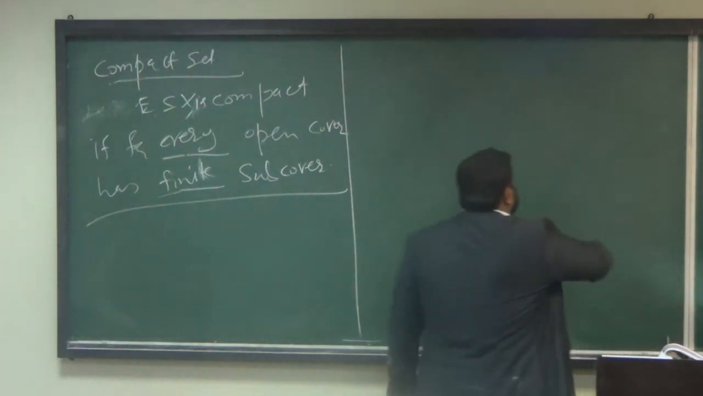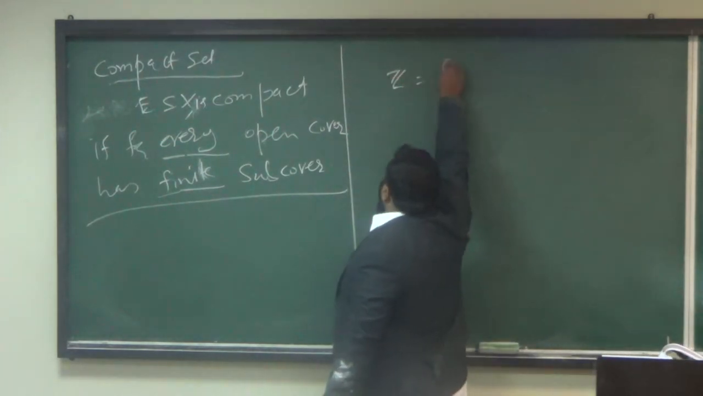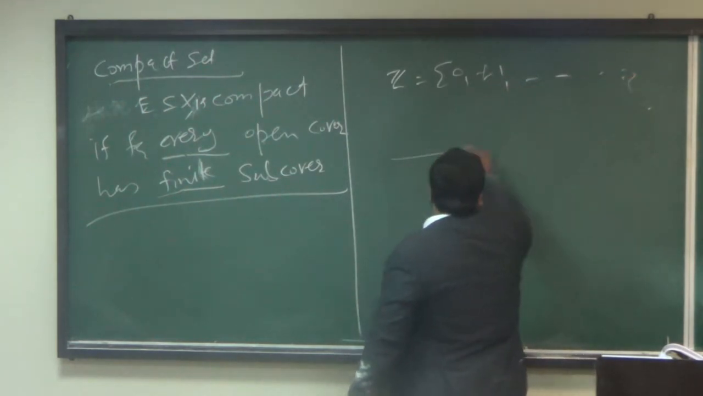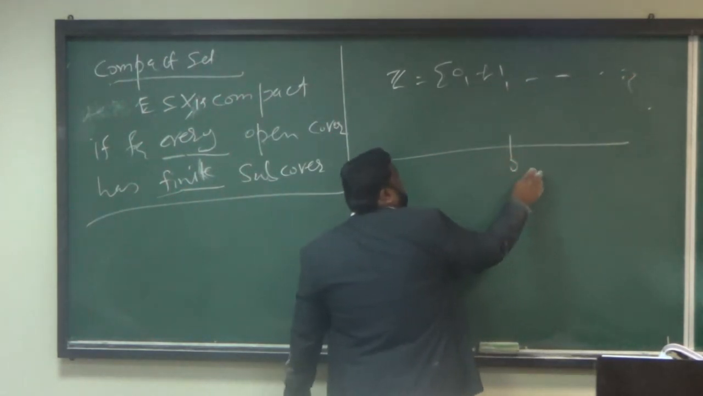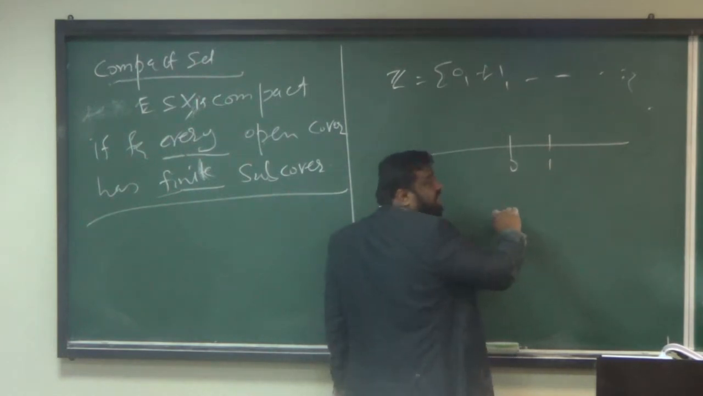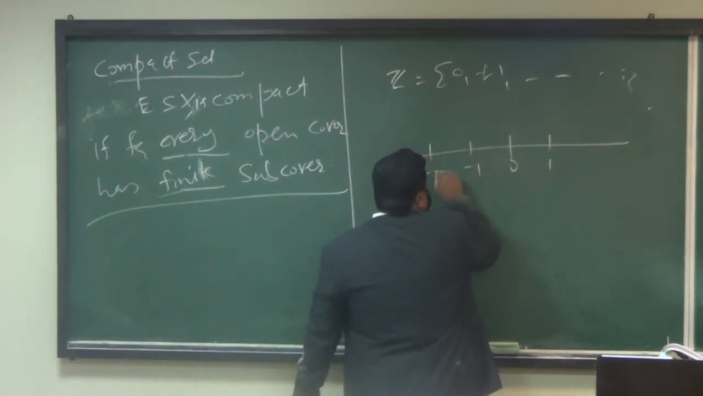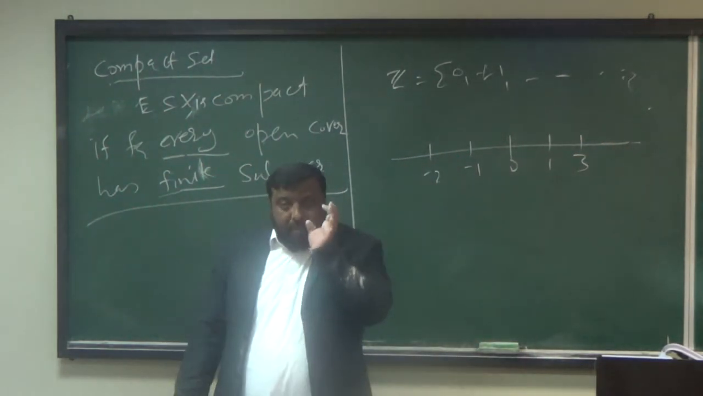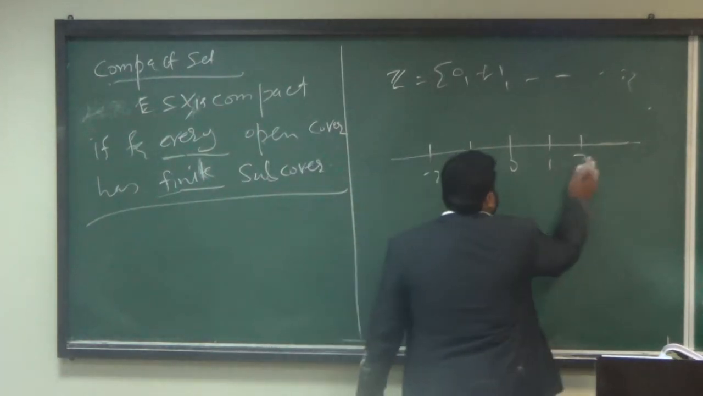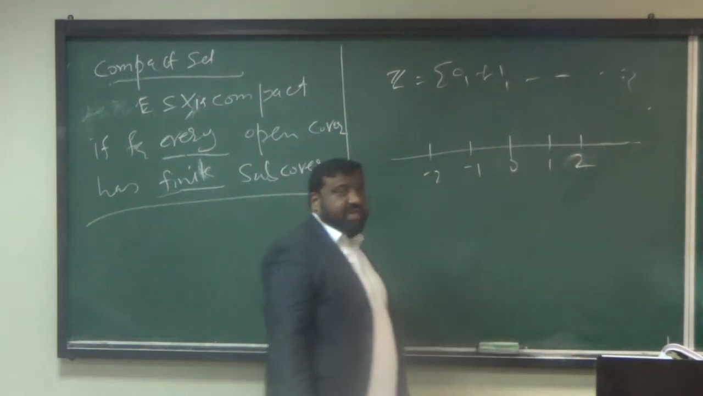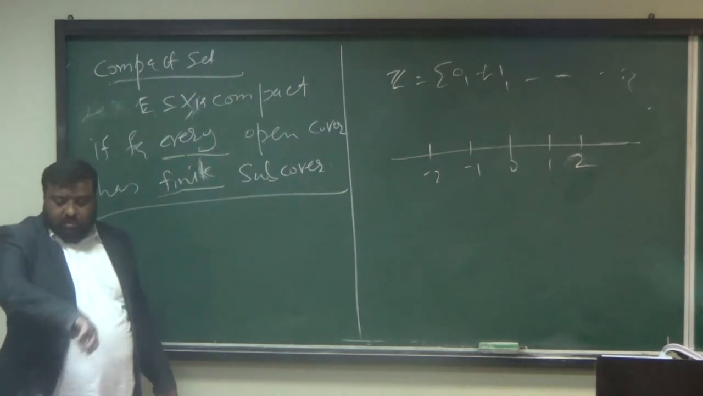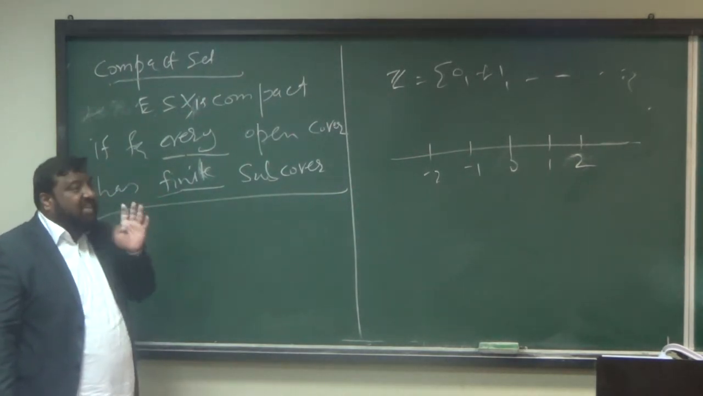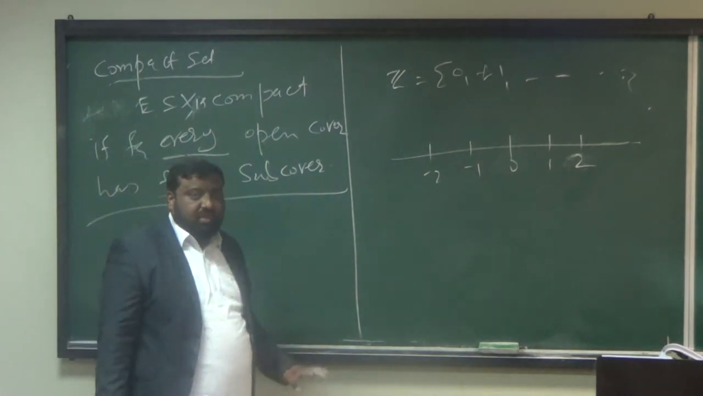Let's take the example of Z actually. So 0, plus minus 1 and so on. How does that look like? So you have a 0 and 1 and minus 1 and minus 2 and minus 3 and so on. Sir, we don't have any structure on E yet. It's a subset of that.